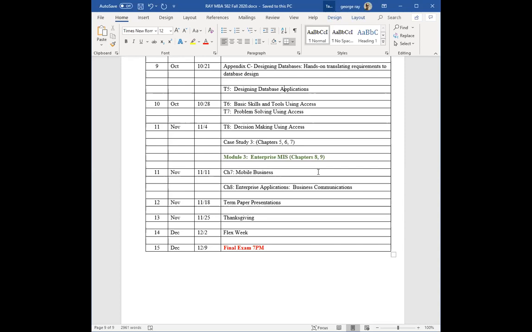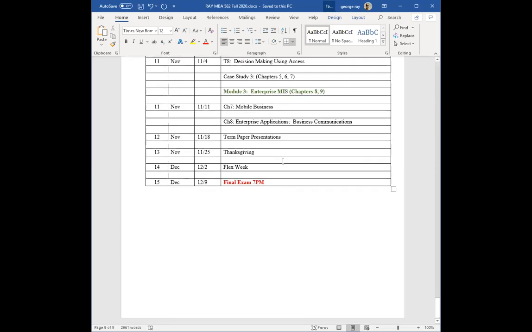And we'll do case study 3, where we apply chapters 5 and 6 to the case study that we've been studying all along. Then the week of the 11th, we'll go over chapters 7 and 8. The week of November 18th, you'll be doing term paper presentations. And then we have Thanksgiving week, and then there's a flex week.